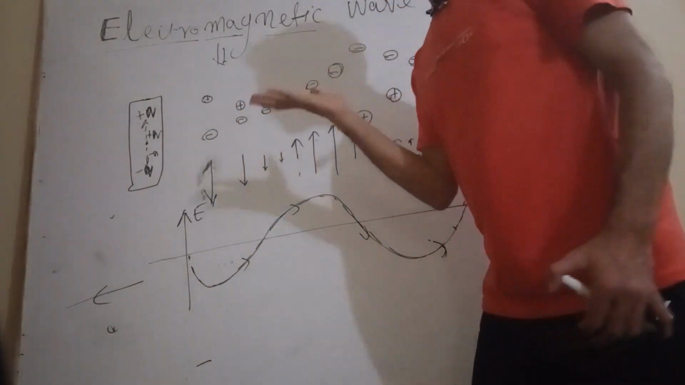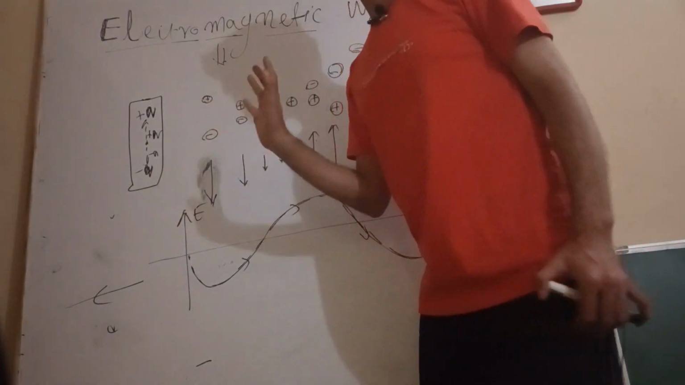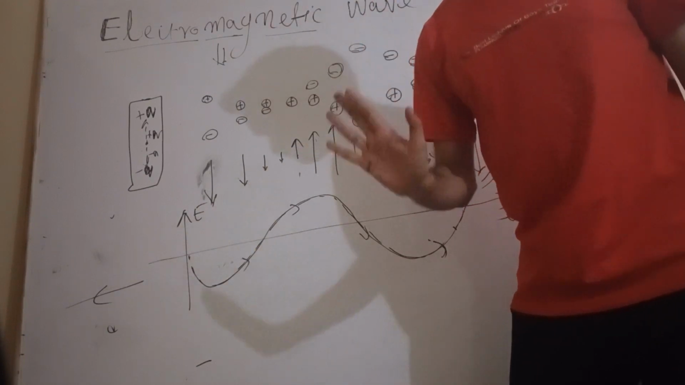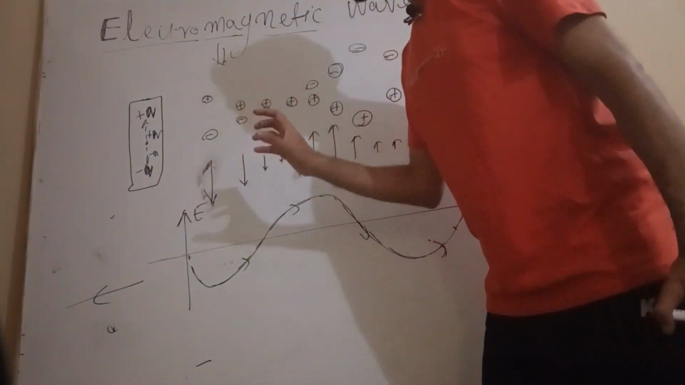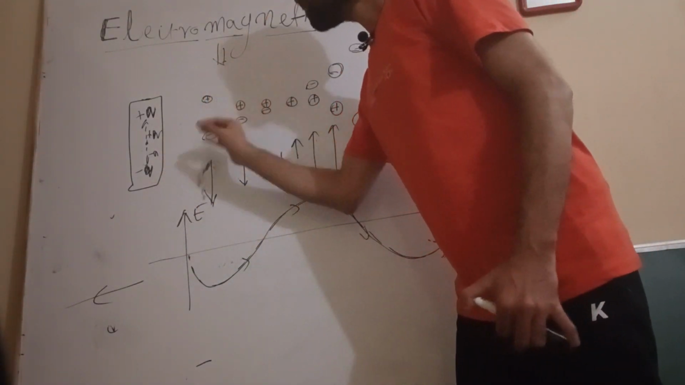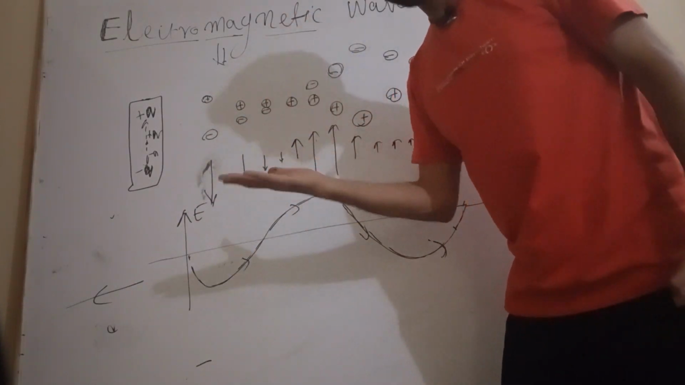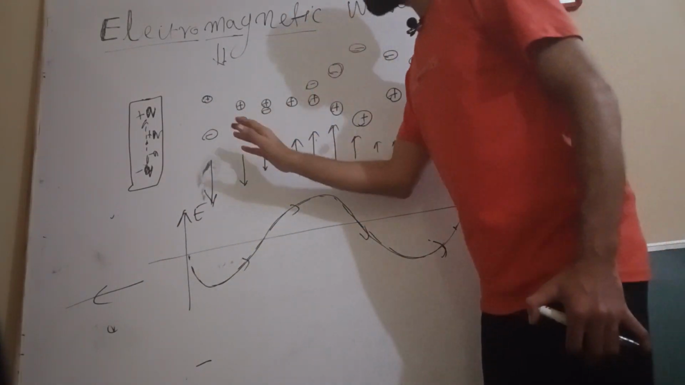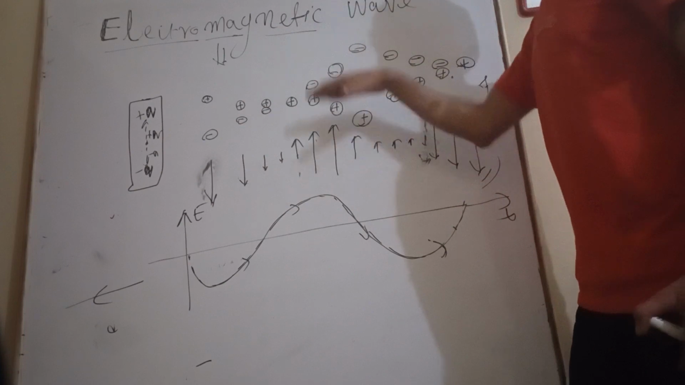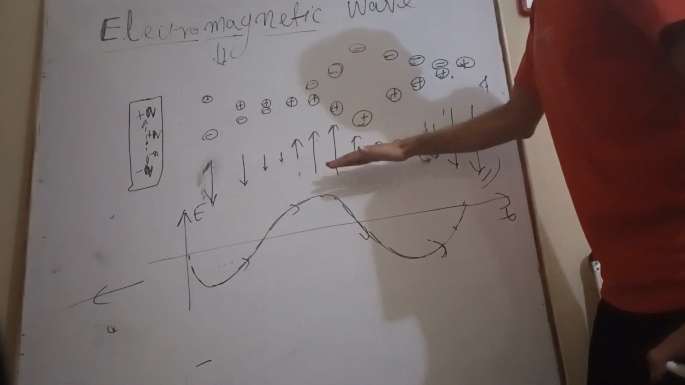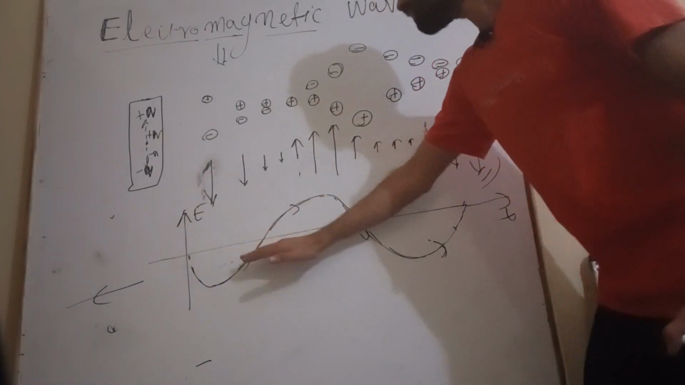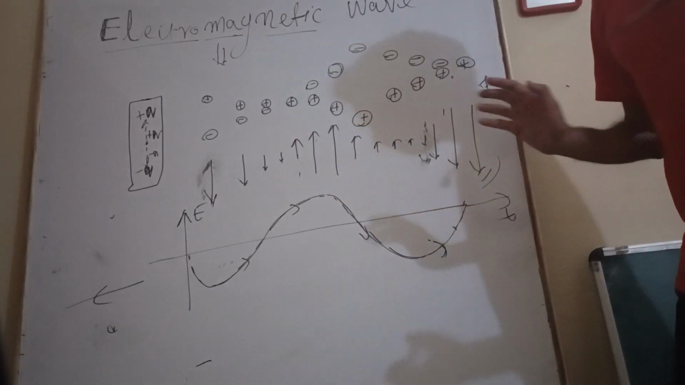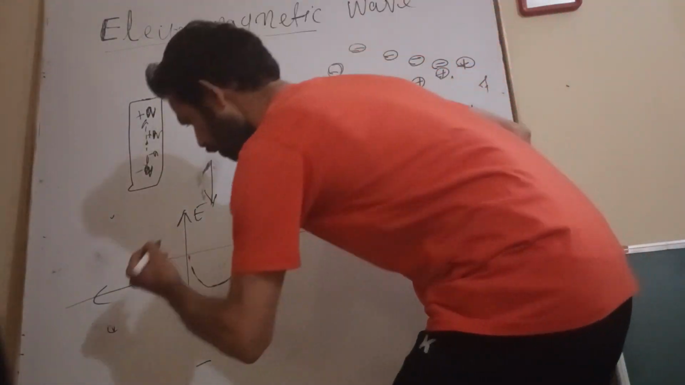Now in that case, what we are seeing is that this charge is now moving with a different velocity. Moving with different velocity means velocity is changing with respect to time. This charge is accelerating, which means this charge is oscillating. Once it is oscillating, it is generating a time varying electric field.